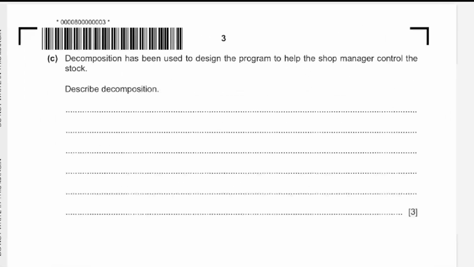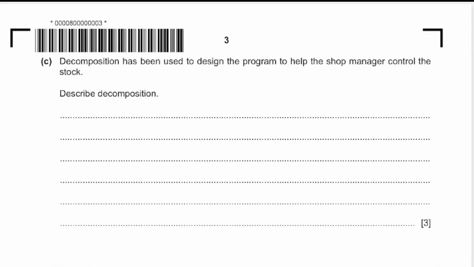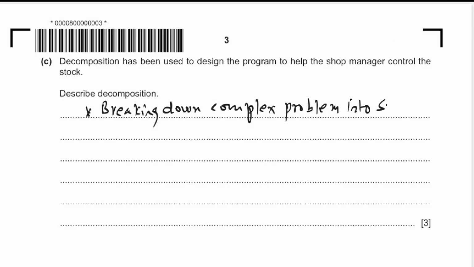All right. Now the question number 2, decomposition had been used to design the program to help the shopkeeper manager control the stock. Describe decomposition. Decomposition is breaking down a complex problem into subproblems. This is 1 point. We have 3 marks, so at least three points. So breaking it down into subproblems.